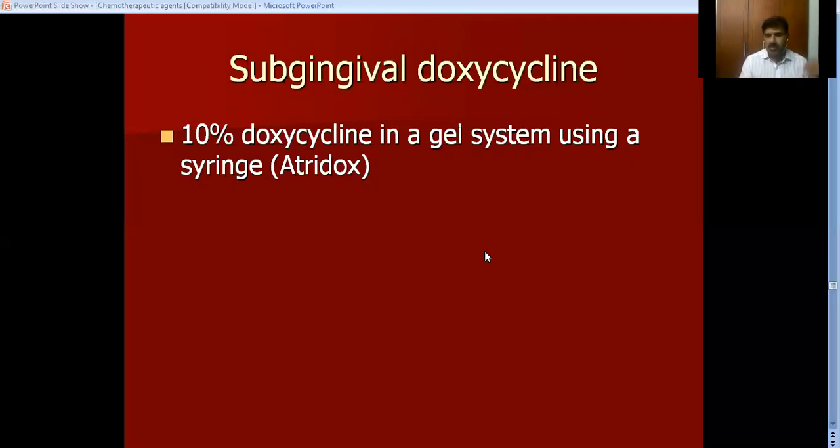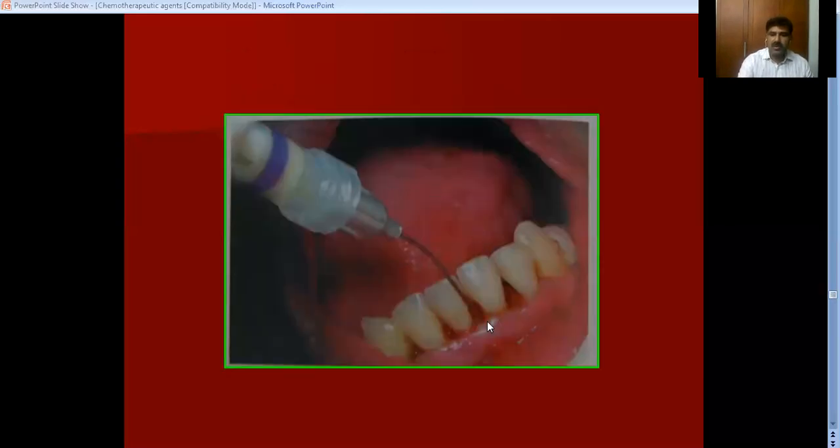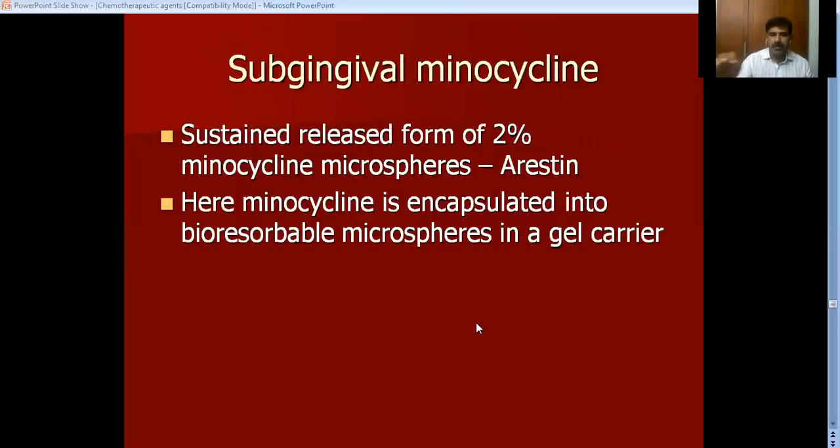Second system. So we discussed the different tetracyclines. Now we are discussing doxycycline. Now you have 10% doxycycline in a gel system using a syringe. And the trade name for this is known as Atridox. Now the trade name for tetracycline impregnated fibers was Actisite. The other one was Periodontics TC, and the other one was Periodontics plus AB. In doxycycline, you have 10 percent doxycycline, and it's a syringe. It's known as Atridox. This is a syringe. So you see, very easily you can just inject it within the periodontal pocket.